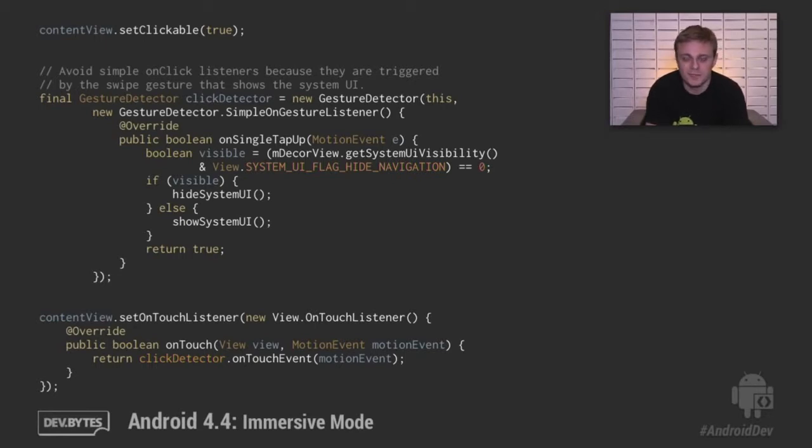Instead, you probably want to use a gesture detector like shown here and handle the on single tap up event. This makes sure that if your user's finger moves more than just a little bit during the touch, it won't toggle the system bars.